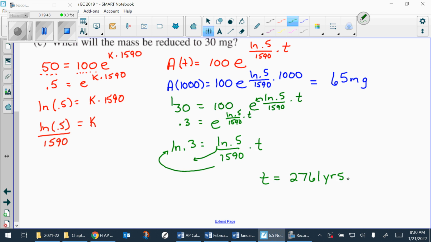So that is how we are going to use exponential growth and decay.